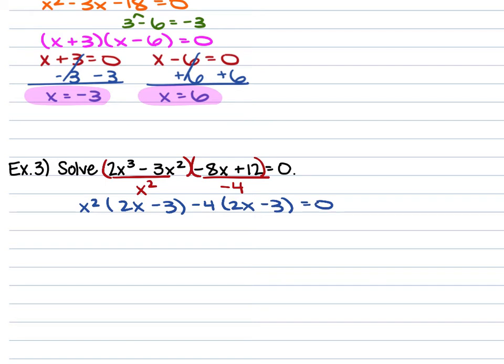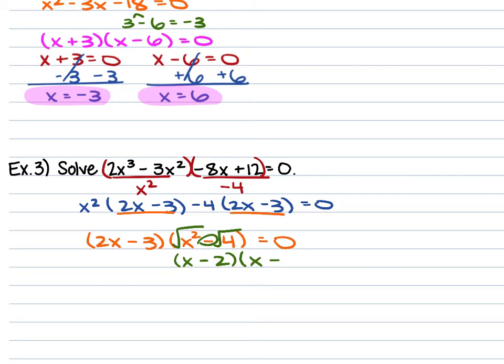0. From here, my 2 sets of parentheses are the same. So we have 2x minus 3 times x squared minus 4 is equal to 0. I ask myself, is this completely factored? It is not, because I have that x squared minus 4. This is a difference of squares, which means I can take the square root of that x squared, I can take the square root of that 4. The sign between the two is a negative. So I'm going to have x minus 2 times x plus 2 with this. So we have 2x minus 3 times x minus 2 times x plus 2 is equal to 0.